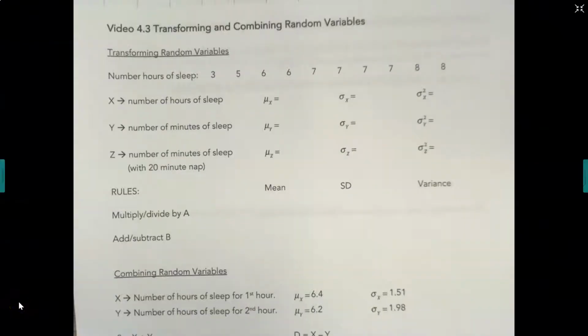Welcome to this video on transforming and combining random variables. I'm using a sample set that we used previously on the number of hours of sleep, and I want us to try some different transformations. There are rules that we talked about previously, and we're going to apply those rules.